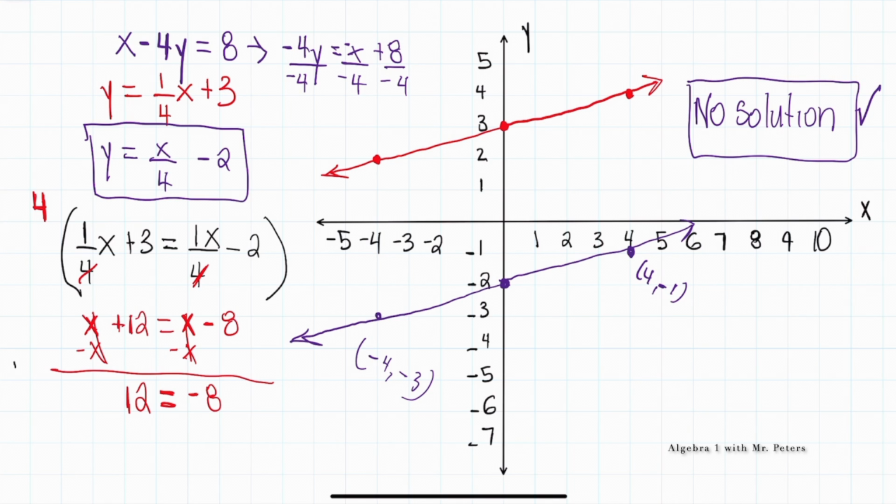So when we look at this statement right here, this statement is not true. So as a result, we're not able to solve this system of equations, and we know they're parallel lines that will never intersect. So that means there is no solution to the system of equations. And we're going to go on to our last example now of this video.